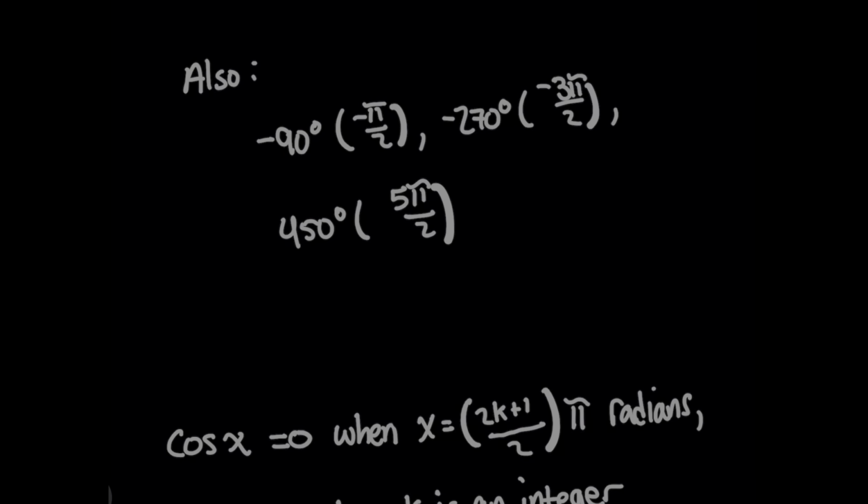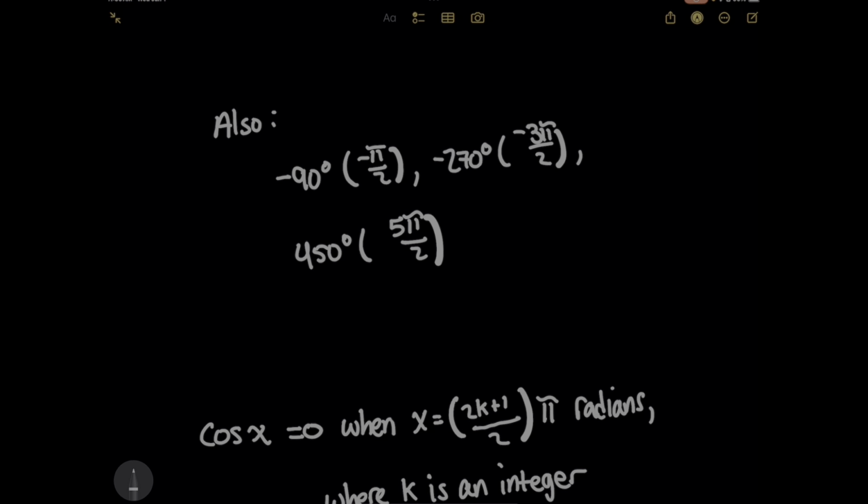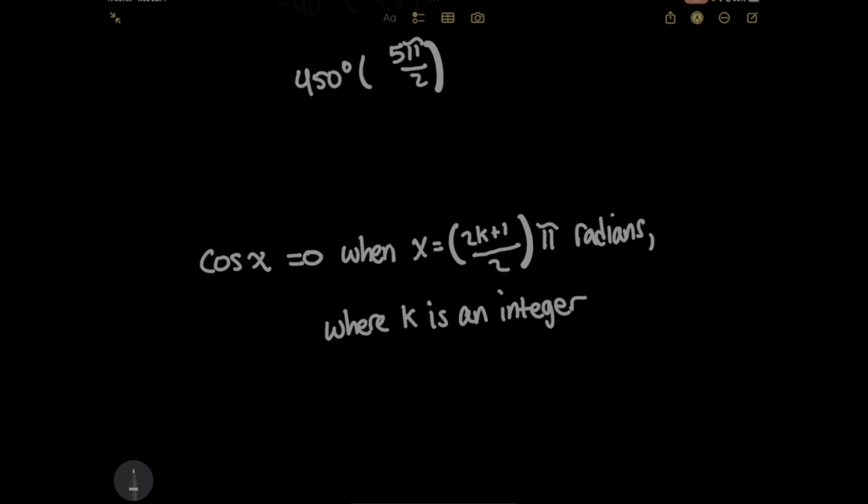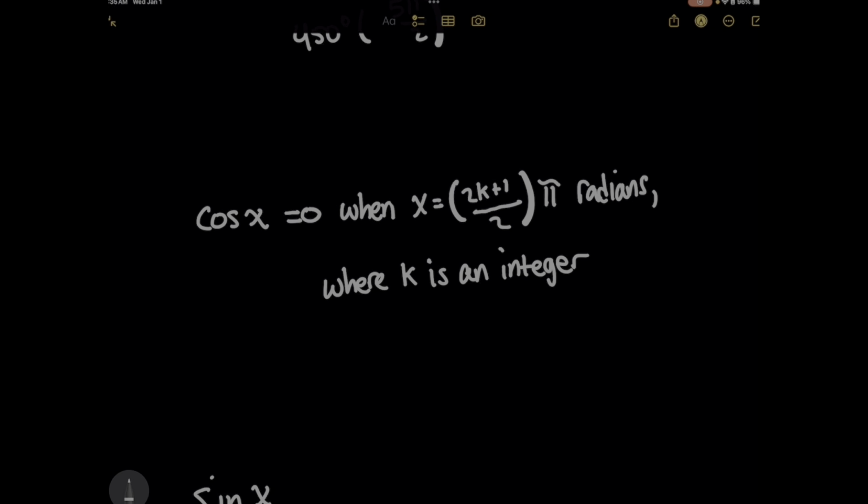In all of these cases, we have some sort of a fraction where you've got an odd number times pi, all divided by 2. So negative pi over 2 is the same as a -1 times pi over 2. We've got 5 pi over 2, etc. So this helps us to write out when the angle is going to make cosine of x 0, right? Essentially, it's any odd multiple divided by 2, all times pi radians.